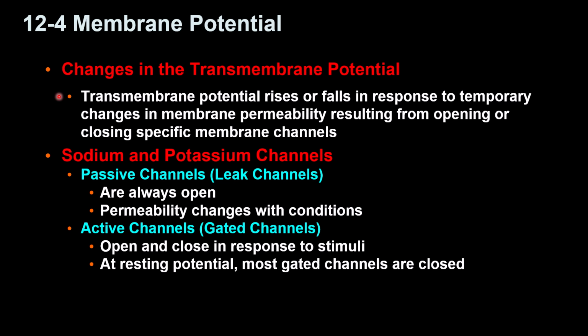The plasma membrane is made of lipids, and this is why the ions cannot pass through it. So the ions need channels to pass through. Once those channels open and close, the permeability of the membrane changes, and the transmembrane potential also changes, becoming more positive or more negative.